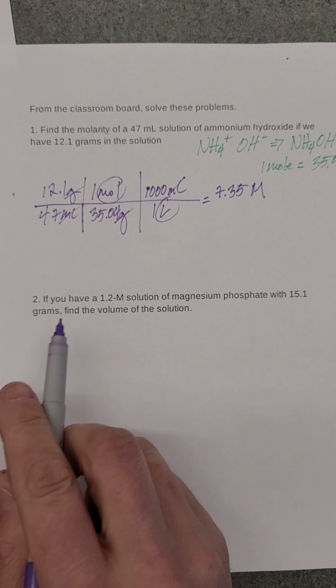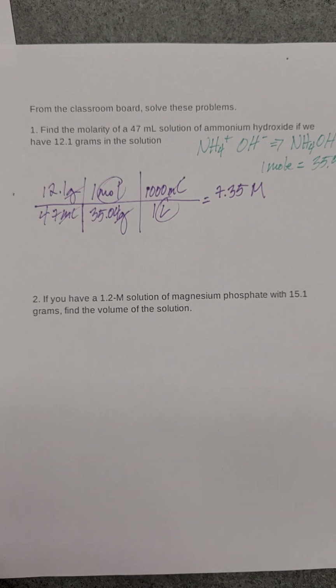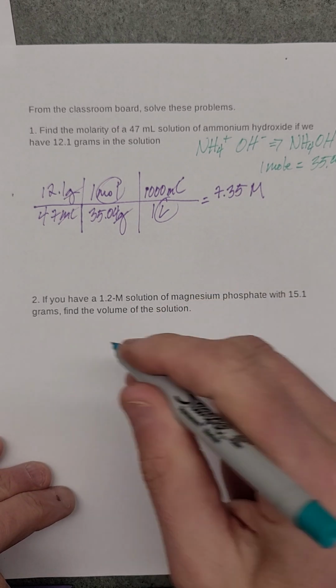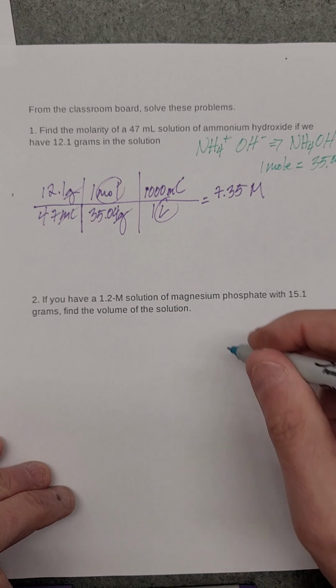Question number two: if you have a 1.2 molar solution of magnesium phosphate with 15.1 grams, find the volume of the solution. Again, you've got to find the molar mass. And the molar mass of this one's a little trickier. That's why I gave it to you using 2 and 3.